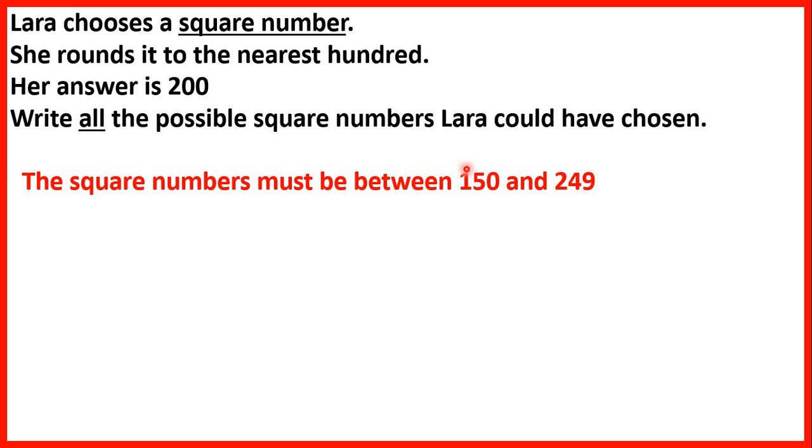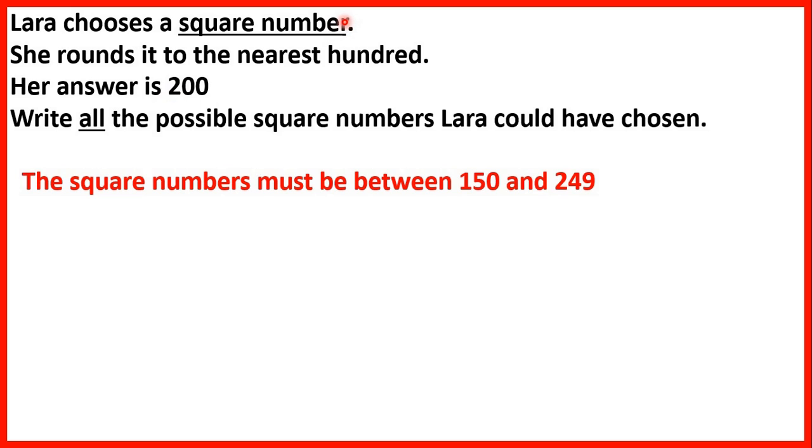Well, the square numbers must be between 150 and 249, because remember, to round to the nearest 100, we look at our tens digit, and if it's 5 or more, we round up. So 150 is the lowest number that rounds up to 200, and 249 is the largest number that rounds to 200, because if we look at our tens digit, it's a 4, and with 4 or less, we round down, so the 2 in our hundreds stays the same.